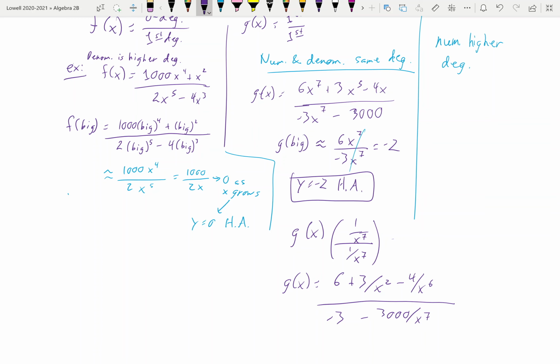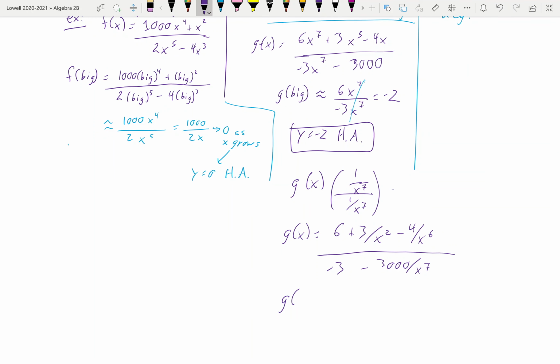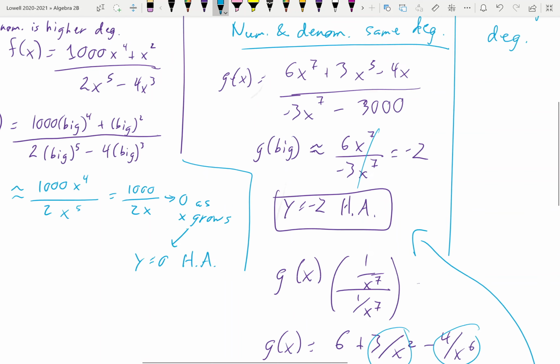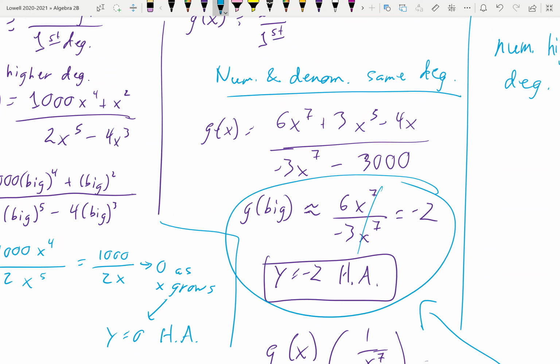What's the point of this? Well, when you plug in g of a big number, it's really clear to see what's happening. When I plug in a big number, these terms are getting smaller and smaller because the numerator is staying the same while the denominator grows. And so this is effectively equal to 6 over negative 3, which is negative 2, which gets you to the same conclusion. Okay. Again, not as much fun, in my opinion, as the more intuitive math rationale, I suppose.